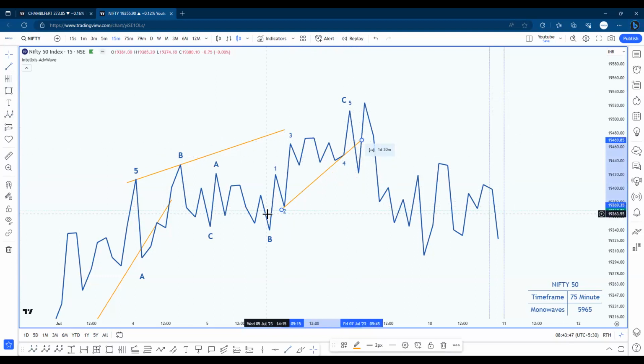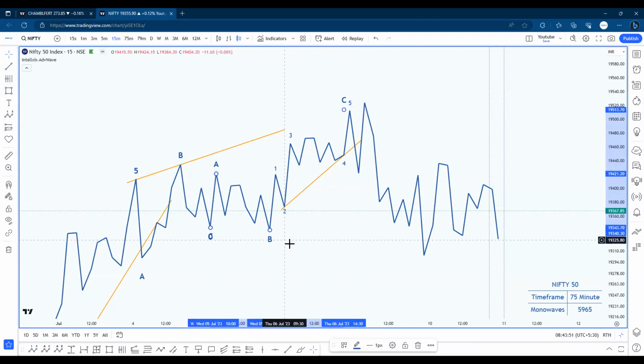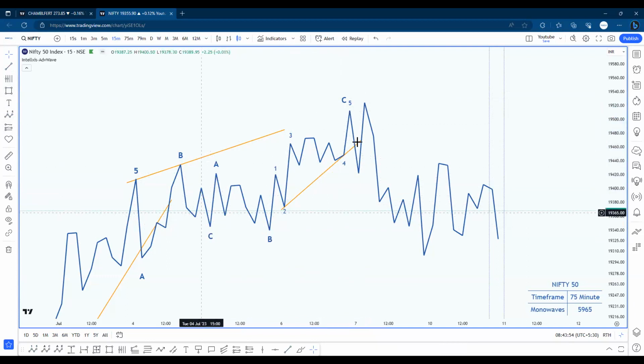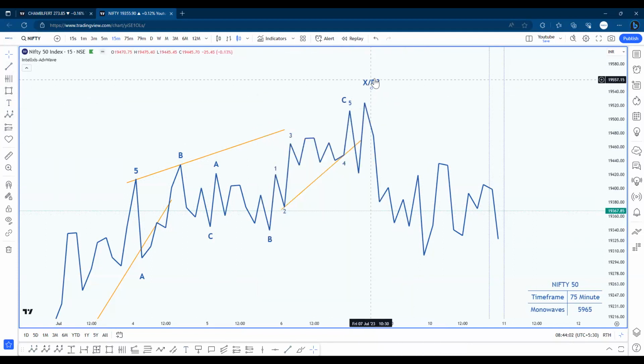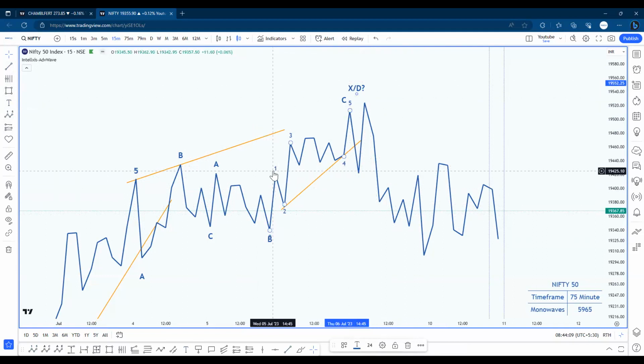So it's confirmed that whatever the pattern is finished over here, which started from this point, is A, B, C. So either you can consider this whole as an X or D. Let the market decide, because I am going to consider both right now, rather than just concluding everything. It's an X or D. And I'm going to delete this 1, 2, 3, 4, 5.